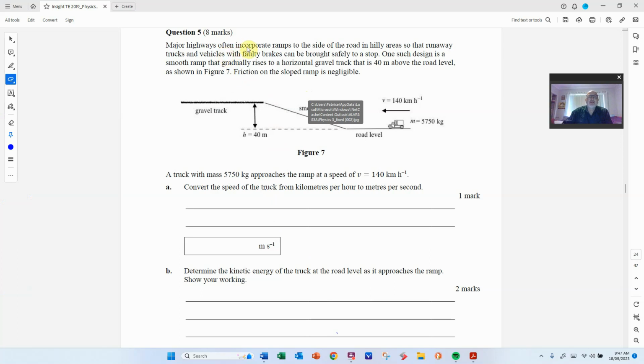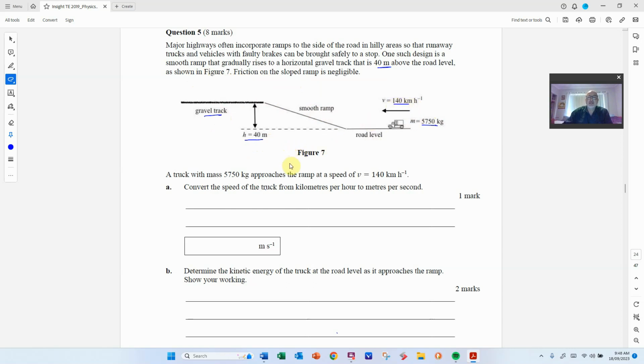Question 5. Major highways incorporate ramps at the side of the road. This is to prevent people crashing if they've got faulty brakes. A smooth ramp gradually rises to a horizontal gravel track 40 metres above road level, as shown in the diagram. Okay, so we've got a gravel track, we've got a height of 40, a mass of 5,750, and a speed.